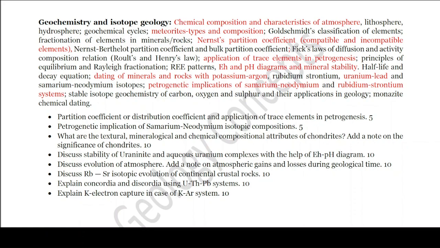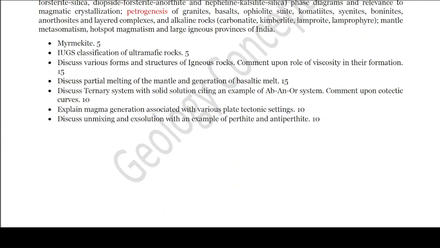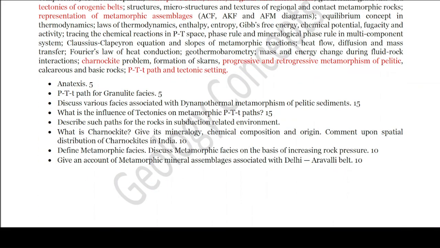A similar trend can be observed in the igneous and metamorphic section, where a few questions like the albite, anorthite, and orthoclase ternary system and metamorphic mineral assemblages associated with the Delhi Aravalli belt were asked, which were not mentioned in the syllabus explicitly. This indicates a shift of focus: additional and in-depth conceptual understanding of the core subjects like mineralogy and petrology is required, right?